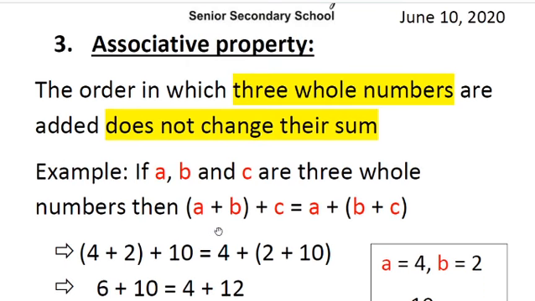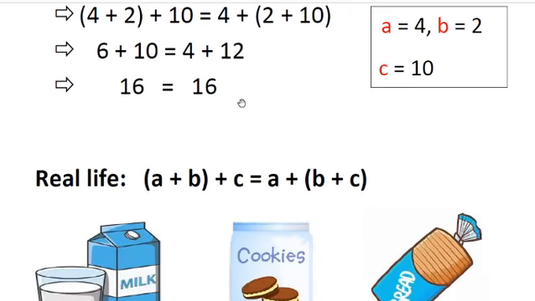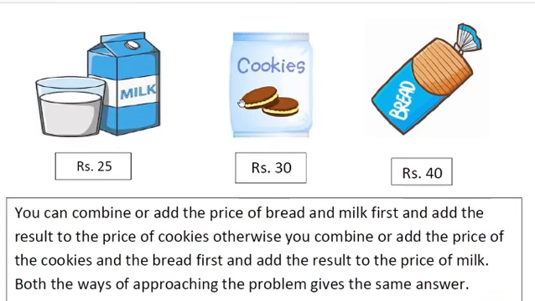So the associative property is nothing but the order in which three whole numbers are added does not change their sum. Here we will be using three whole numbers. So we have a real life example, students. Assume that you are going to a shop and you're going to buy a milk packet, cookies and bread.